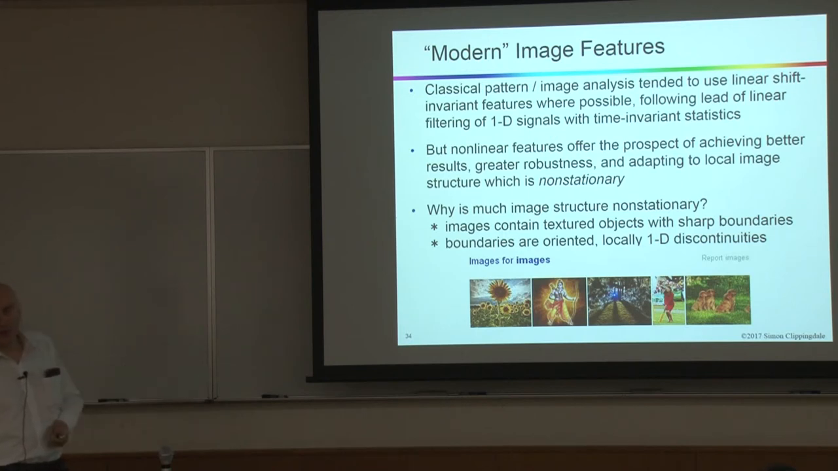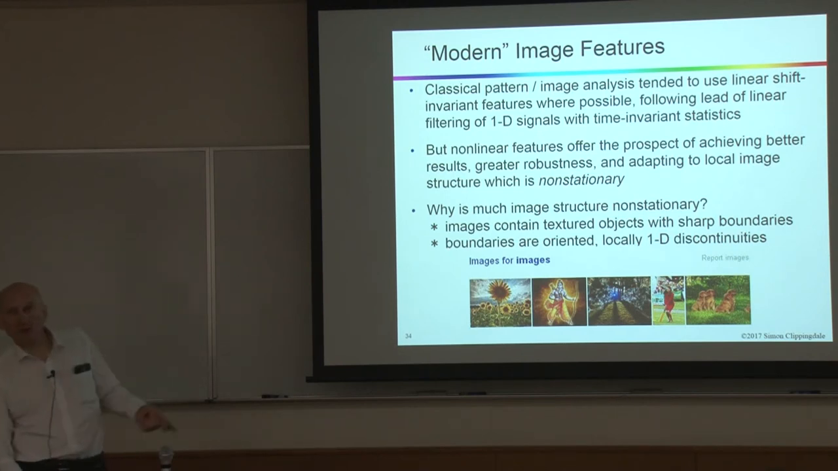But recently there are some non-linear features coming forward, and non-linear classification algorithms and so on, that can achieve better results and adapt to non-stationary image structure, which means the statistics of the image change depending on where you are in the image. Well, what does that mean? Why does image structure change statistically with where you are? The answer is that images tend, by and large, to contain objects which have more or less sharp boundaries. Objects tend to be more or less convex on average, with sharp-ish boundaries. And boundaries are generally oriented edges, so they're locally one-dimensional if you look at a close-up of an edge, which means that the statistics are different, for example, parallel to the edge and perpendicular to the edge.